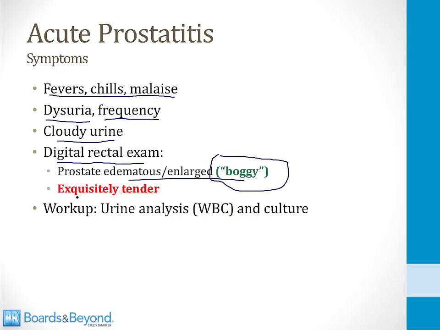In addition, the prostate tends to be exquisitely tender, so when you palpate it with your finger on digital rectal exam, it causes a lot of pain to the patient. And then because this is basically a variation of a UTI, the urine should have the same findings as in a urinary tract infection. There should be white cells in the urine, and a urine culture should grow bacteria.